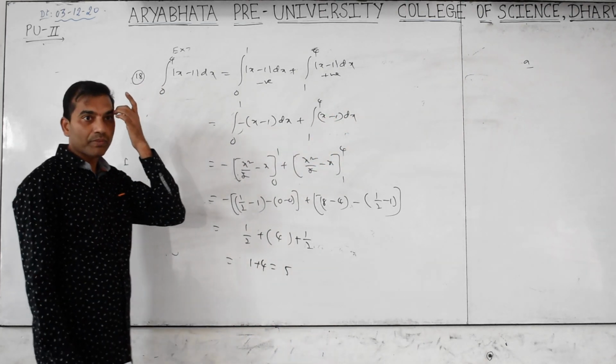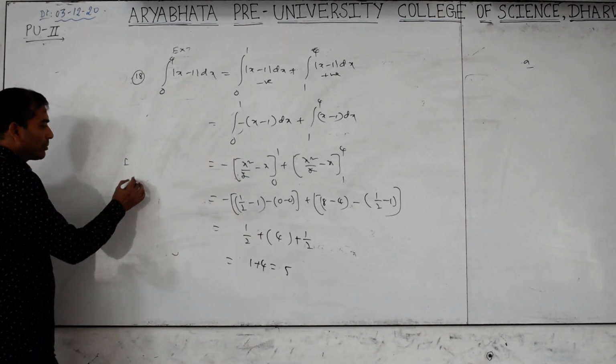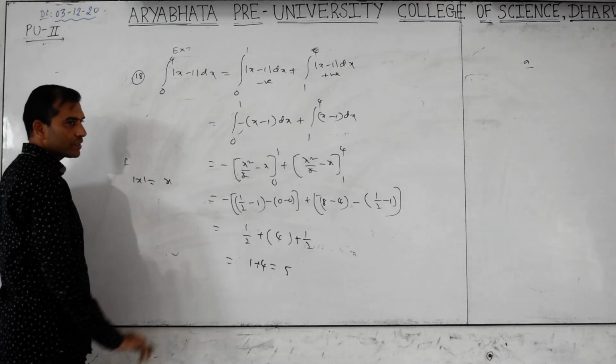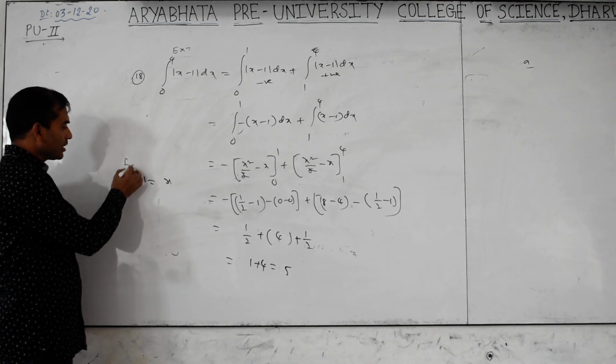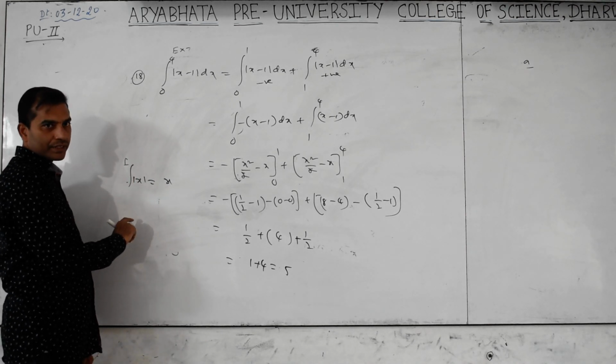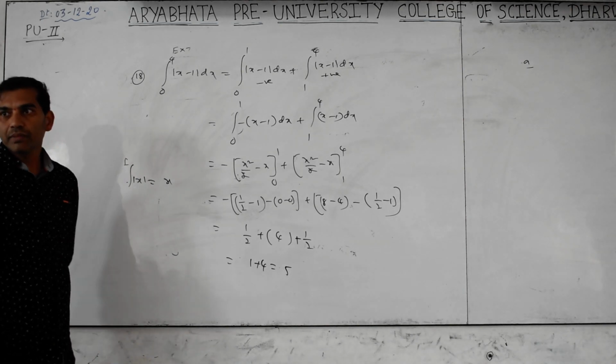Understood? Got the point? So blindly don't write mod x equal to x. It depends on the interval. If it is positive, mod x is x. If it is negative, mod x is minus x.